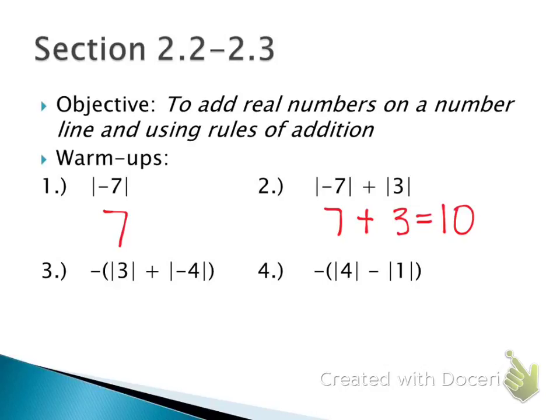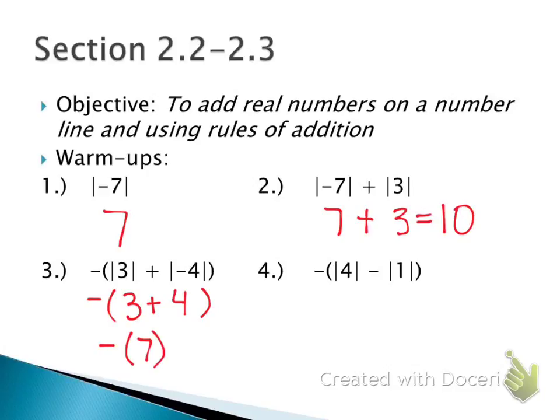On number 3, we need to start inside the parentheses and evaluate the absolute values inside first. So we're just going to leave that minus negative sign outside for now. We were just told the absolute value of 3 is 3. We have to add that to the absolute value of -4. Ellie, what's the absolute value of -4? 4. Wonderful. We add those together.